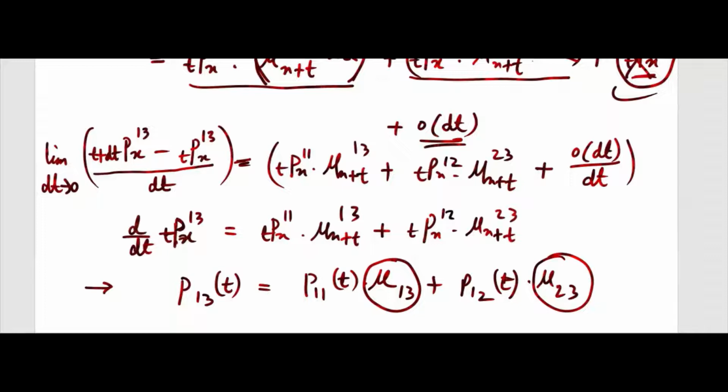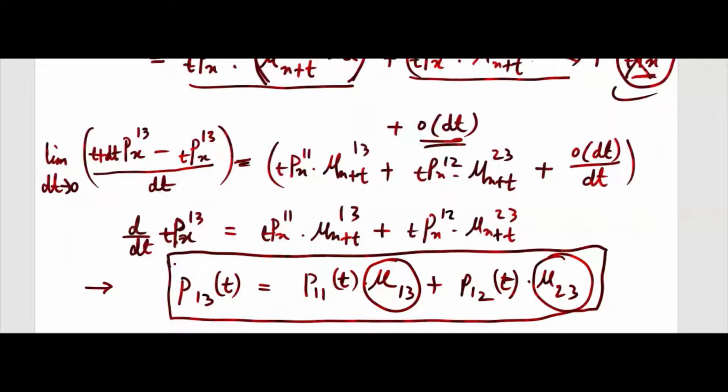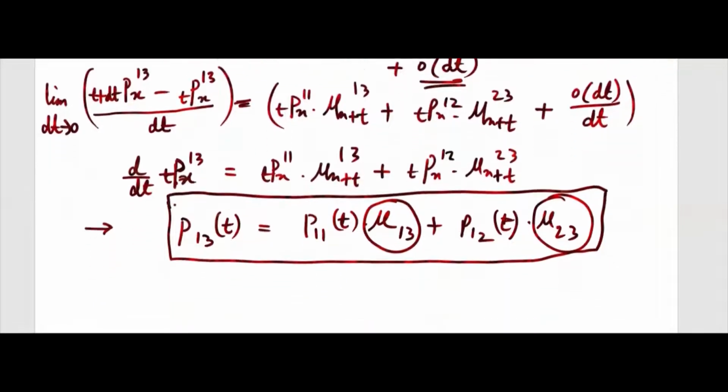In most of the questions, these will be given, you have to put them here, then you get a differential equation. This is the final differential equation. You can use Kolmogorov's forward differential equation directly also. Now you have to solve this differential equation to get the desired probability. That's all. This is all about question 1.